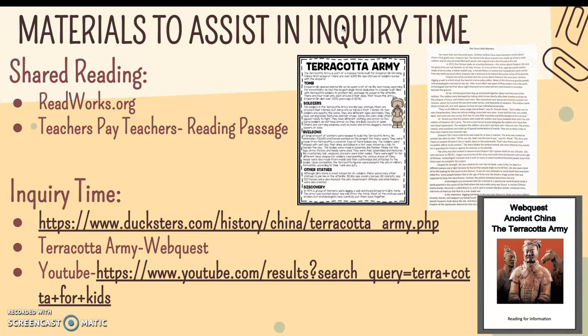Then we moved into inquiry time where students got to work on a Terracotta Army web quest. This is where they were able to take what they learned from the reading and extend it to the web quest. I do want to mention before we did the inquiry time, we did share our quick write and do our quick write after these Terracotta Army readings. We've also had Ducksters as a supplemental resource that goes along with the web quest, and there was also a Terracotta video for kids that students could engage with during this inquiry time together with partners. So we started with the shared reading, did our sharing, and then we moved into inquiry time where we worked on the web quest.